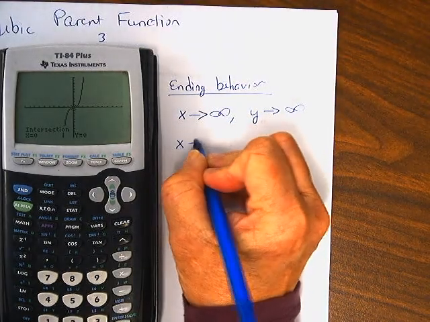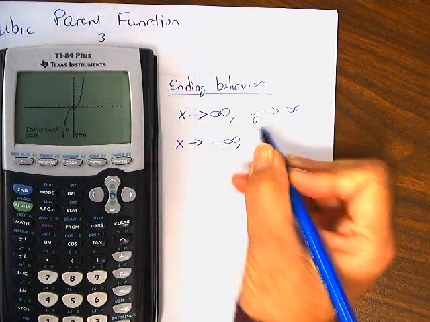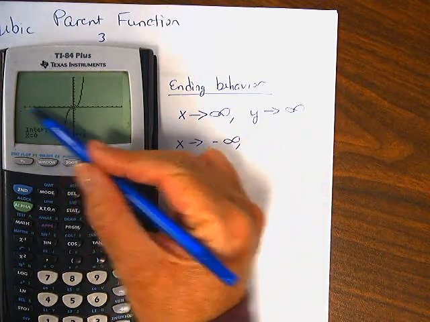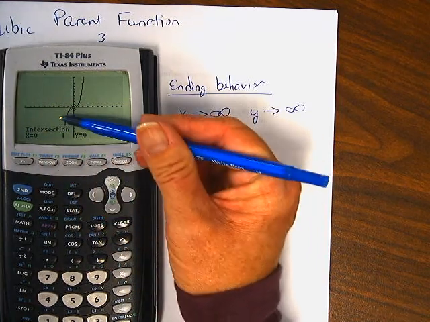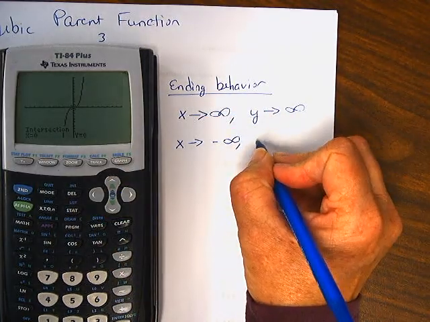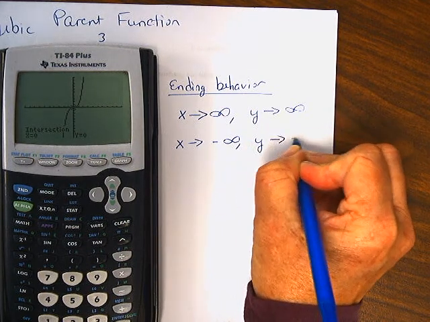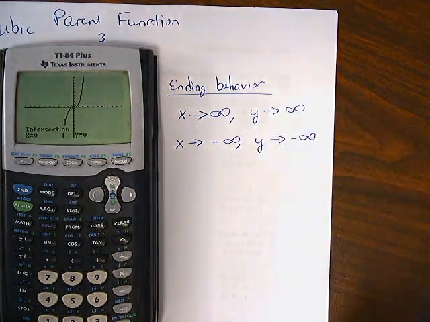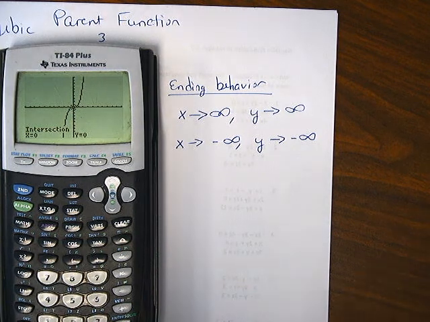As x approaches negative infinity, so as x goes further and further out, what is the y value doing? And it looks like it's just getting smaller and smaller. So y is approaching negative infinity. So those seem to go hand in hand together. Let's take a look at a third example now.